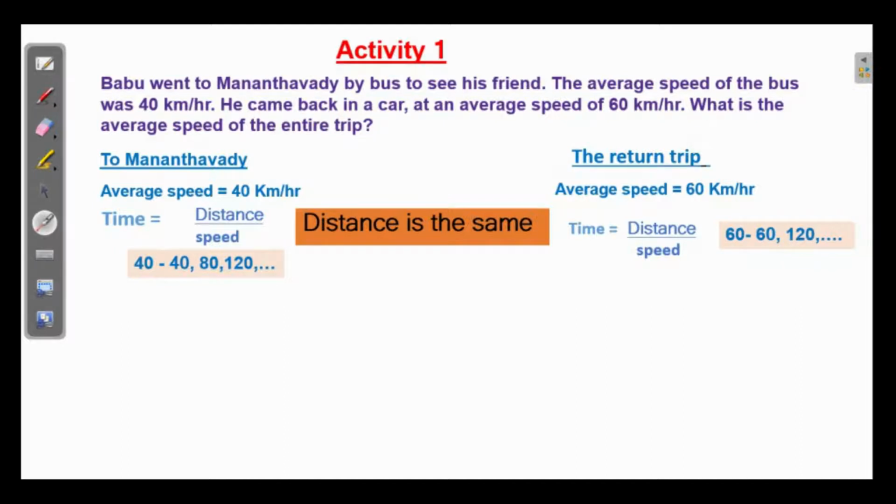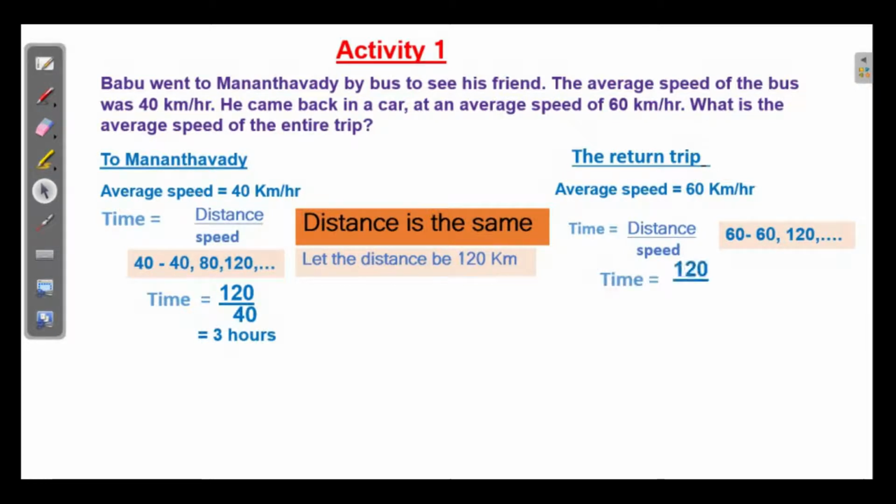Any common multiple of 40 and 60 we can take. Let us take this least common multiple 120 as the distance. So, let the distance be 120 kilometer. Then time is equal to 120 by 40, which is equal to 3 hours. And for the return trip the time is 120 by 60, which is equal to 2 hours.